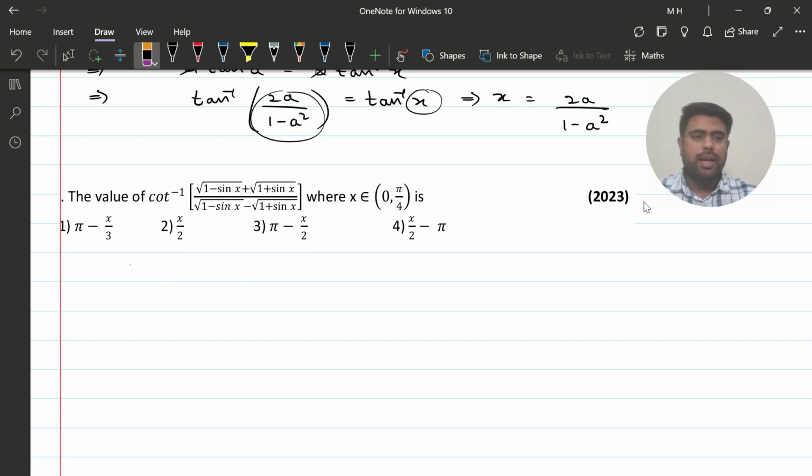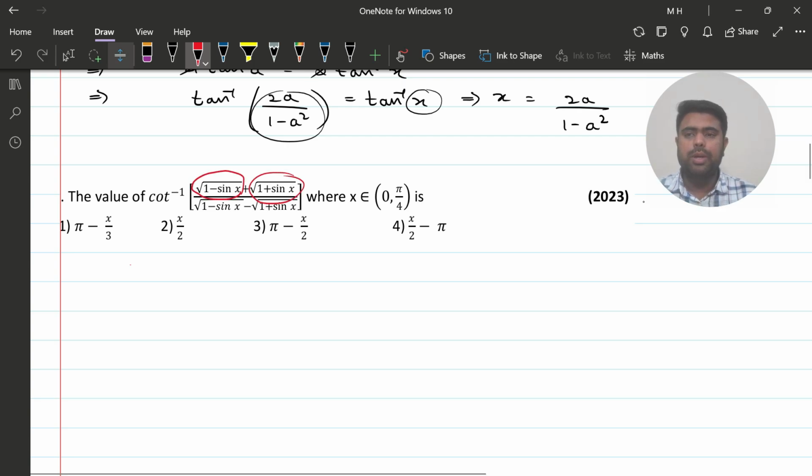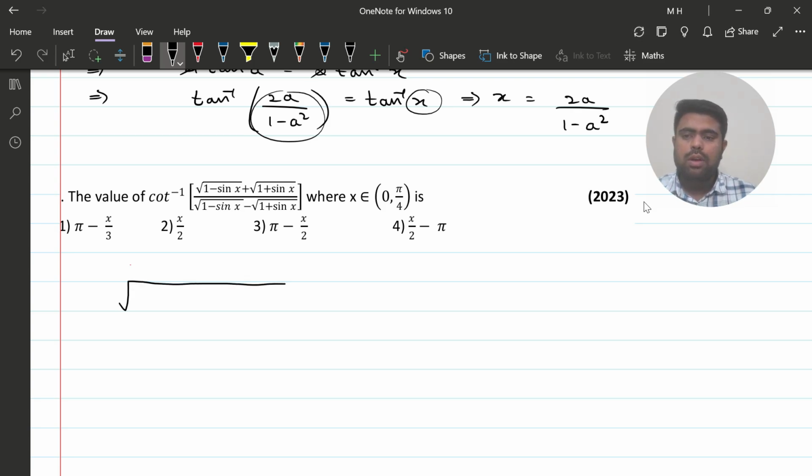So you can do it this way. I'll try my level best to simplify this. So I will take up whatever is given here. You can see that under the root, we have 1 minus sin x and 1 plus sin x only, both in the numerator and denominator. So I will first try to find out the value of root of 1 minus sin x. I will try to simplify it if possible. Okay, so root of 1 minus sin x, right?